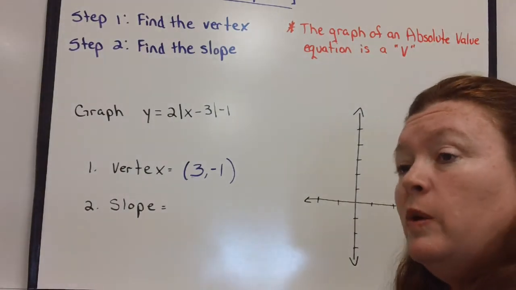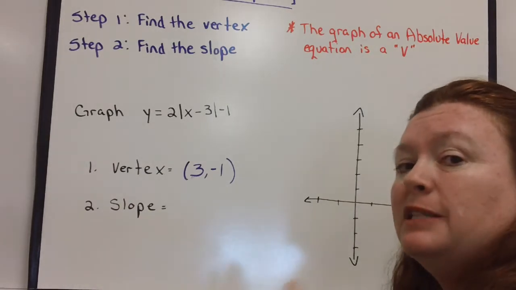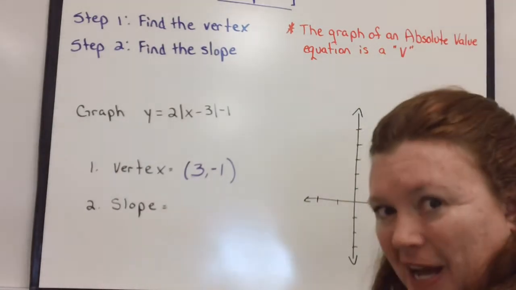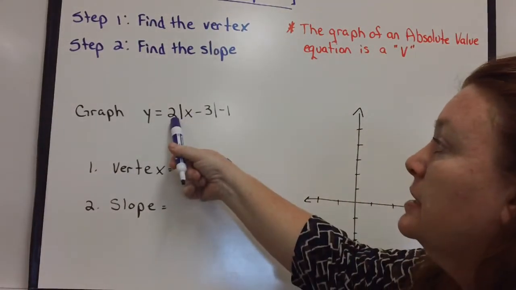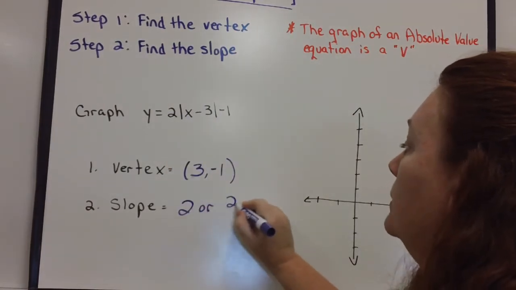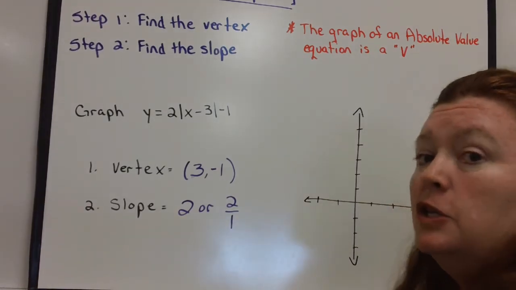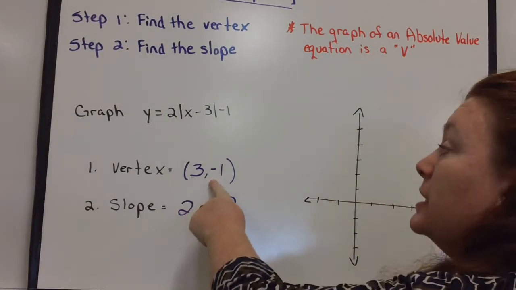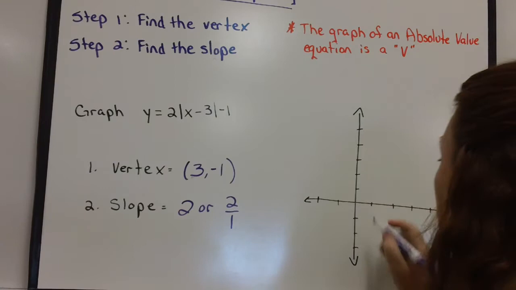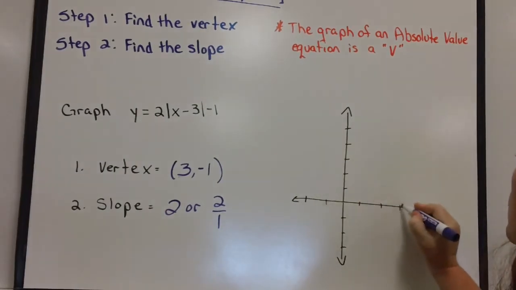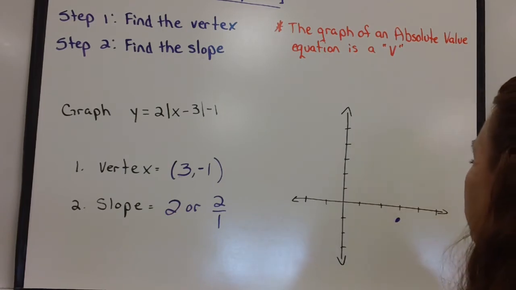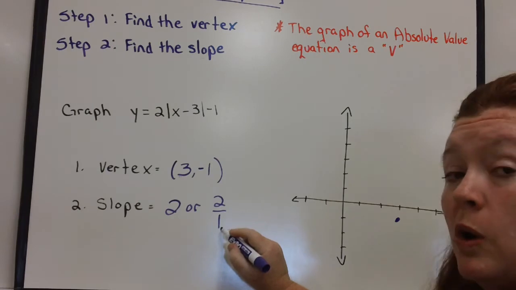We learned with graphing lines, y equals mx plus b. M is your slope. Slope is the number being multiplied by x. In this case, my slope is 2. Or you could look at it as 2/1. So I'm going to start with my vertex. I'm going to make a dot or plot a point at 3, -1. 1, 2, 3, -1 is over here. I hope you can see this. All right, my slope is 2, or 2/1.